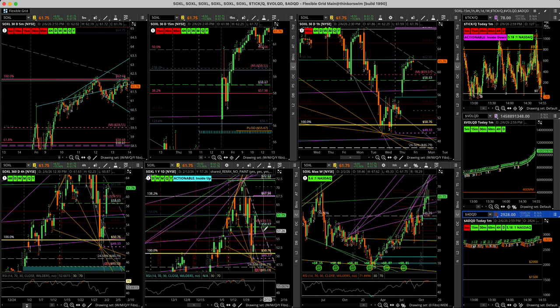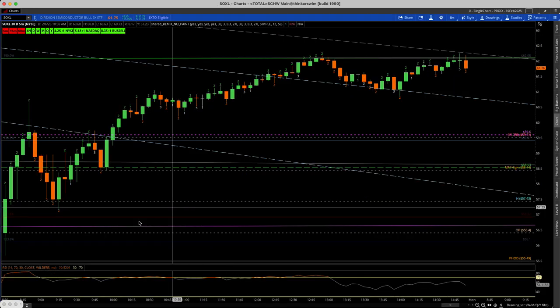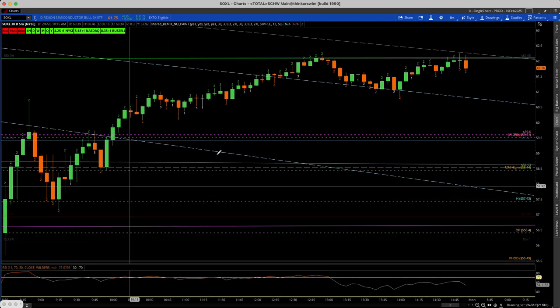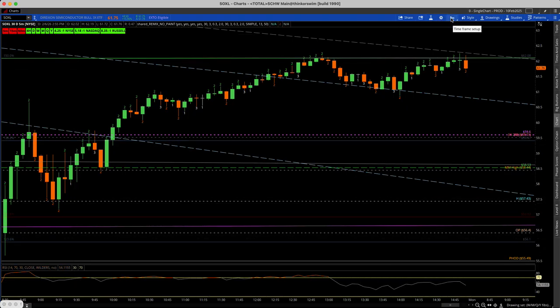Took profit on 75% of them at the end of the day. Let a couple of them swing. They are February 20th monthlies expiration, so not too worried about those over the weekend. But from a zoomed in perspective, that's what we got.